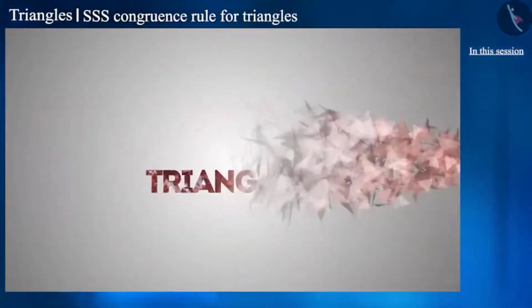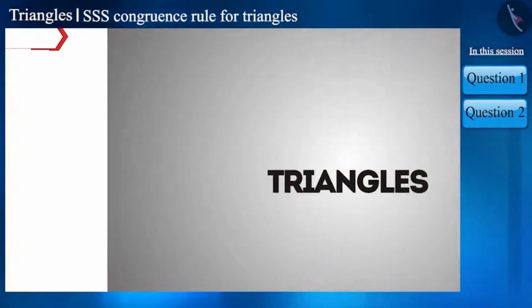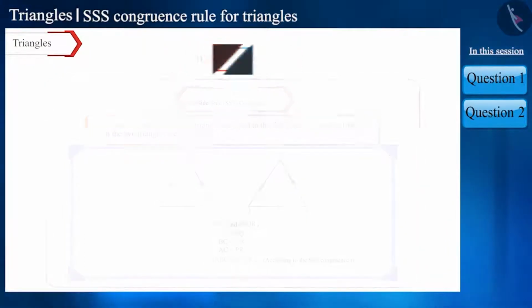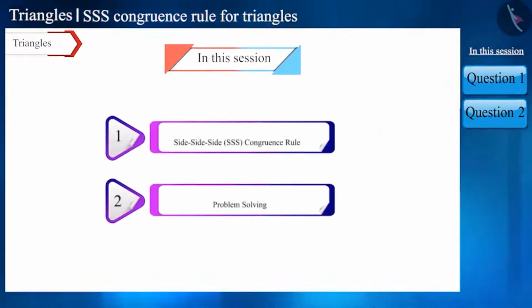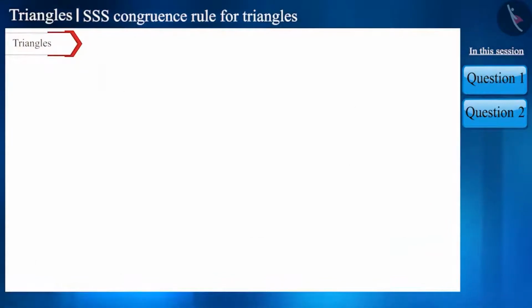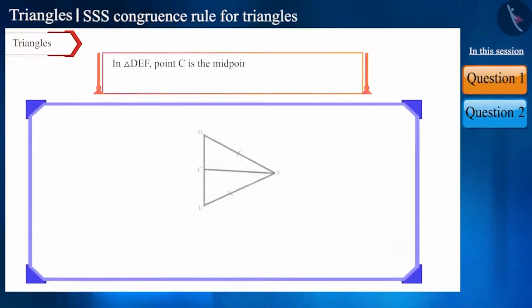Hello friends, welcome to this video on triangles. In the previous session, we discussed the side-side-side criterion or the SSS congruence rule. Today, we will solve some questions based on it. Let's start with a question. In triangle DEF, point C is the midpoint of side DE and side EF is equal to side FD. Then, are triangle CEF and triangle CDF congruent?